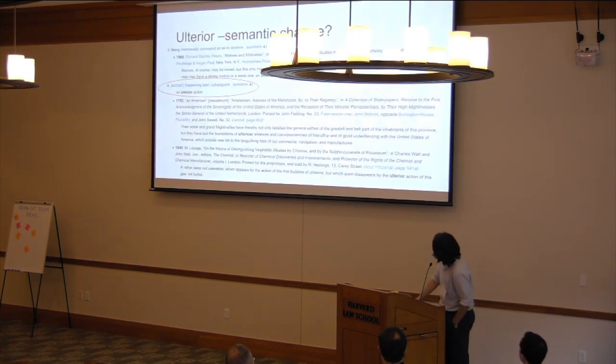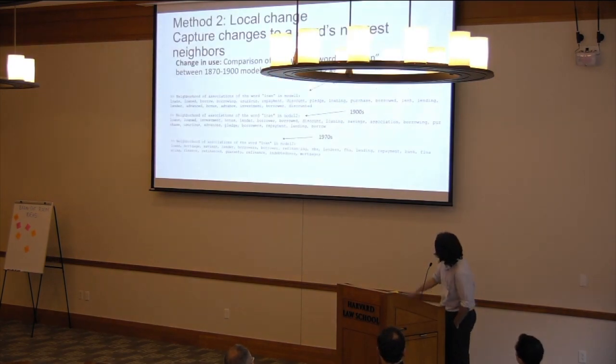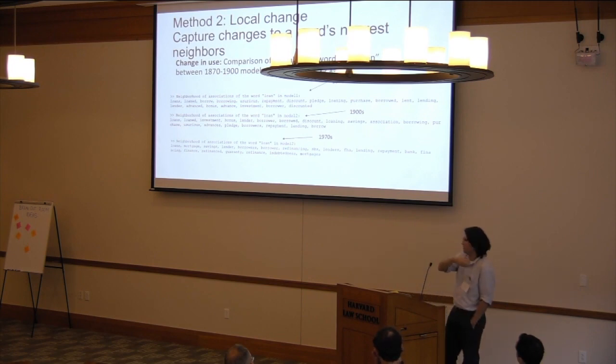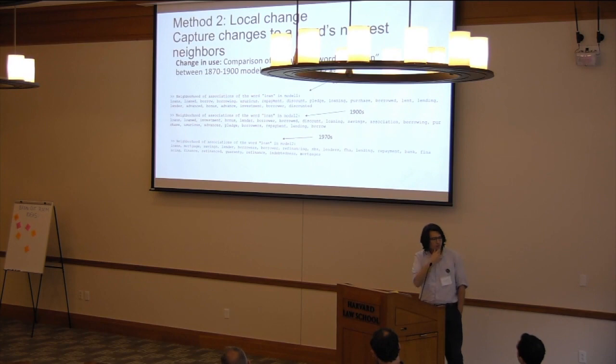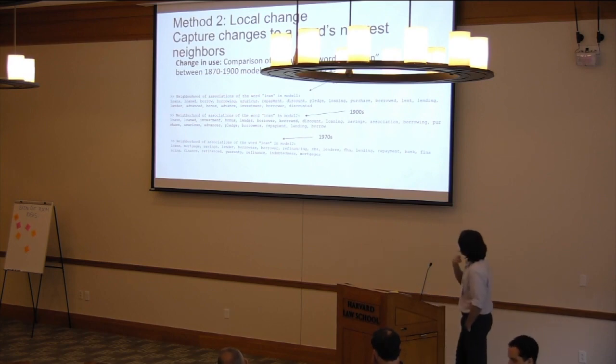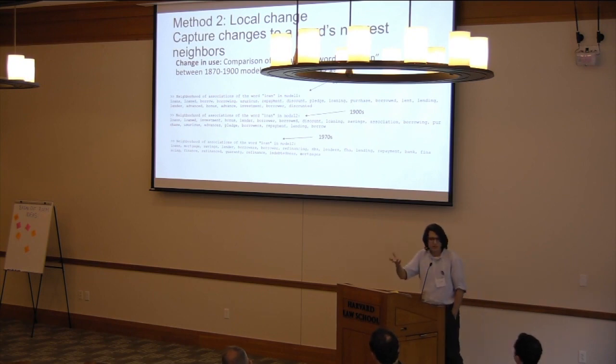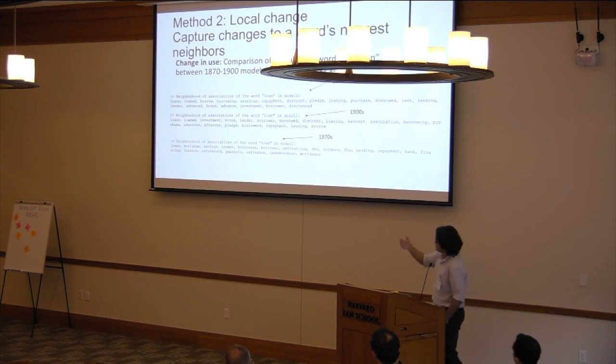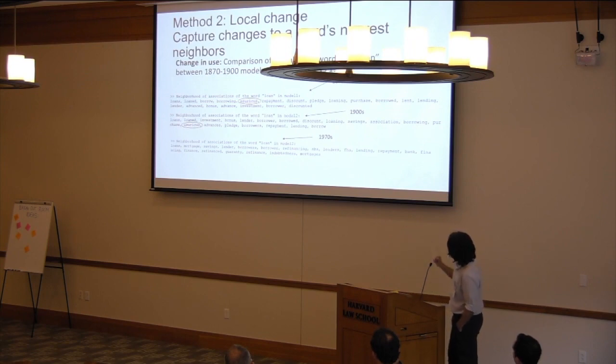Now, the more interesting results, in my view, come from applying the local change method, Hamilton's local change method. So, for instance, if you look at the word loan from the 1870s, these are the closest k-nearest neighbors for the word. Now, it captures the idea of plurality. Somewhere close are borrowing, investment, and so on. The curious thing is this idea of usury, right?